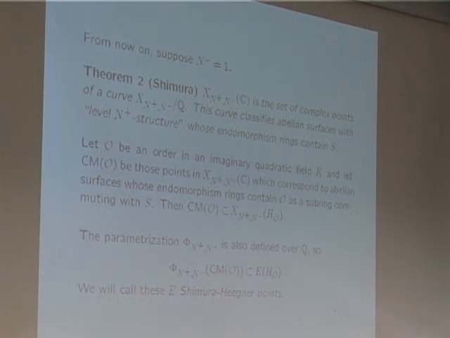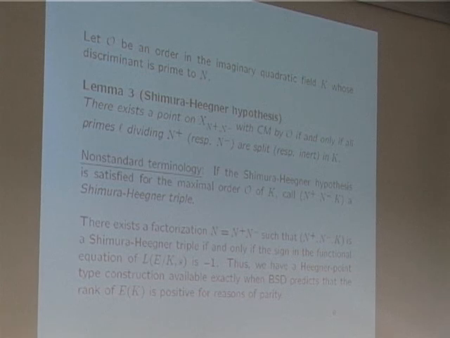Anyway, so the image of these CM points under the modular uniformization are all rational over this ring class field H_O, and I'll call these points Shimura-Heegner points to distinguish them from the ones occurring from the classical modular parameterization. Now, when do these exist? When are these sets CM(O) not empty? So let's let O be an order in the imaginary quadratic field K, whose discriminant is prime to N, and what we have in this case is a Shimura-Heegner hypothesis.